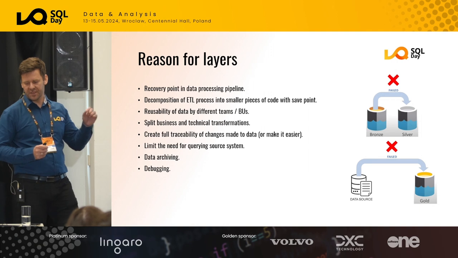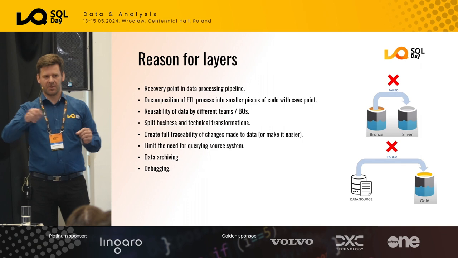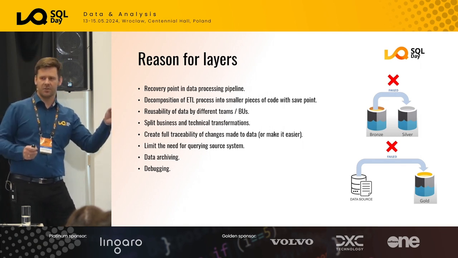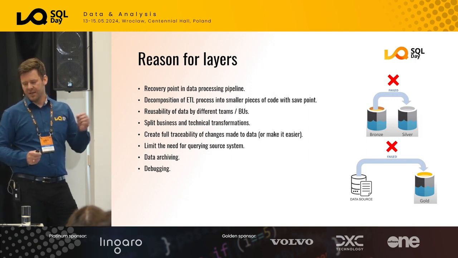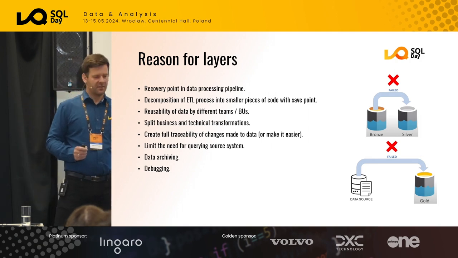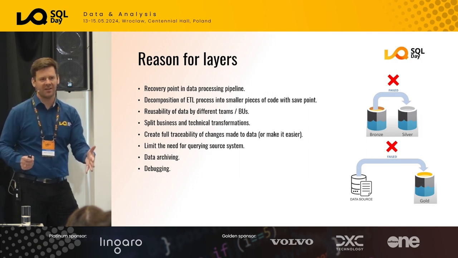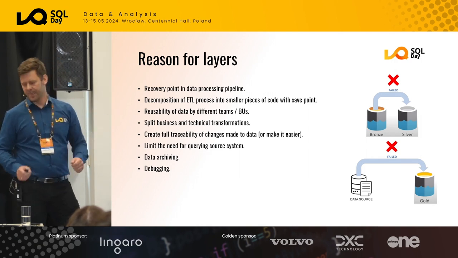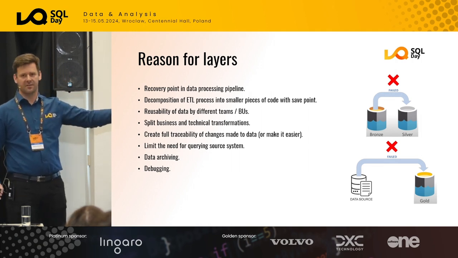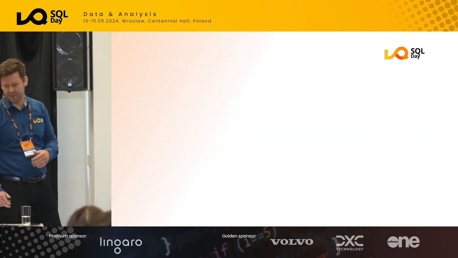It also creates a full trace. It helps you to trace the changes as the data flows. Yeah, so if you have multiple layers, you got those checkpoints, you know that you execute transformation A, you know how the data looks before and after. So that also helps. And it gives you a possibility to limit hitting the source system. Yeah, you want to dump everything to the first layer, not to query the source system again. And you can also use that for data archiving and debugging of your ETL code. It helps basically to debug rather than having a monolith.